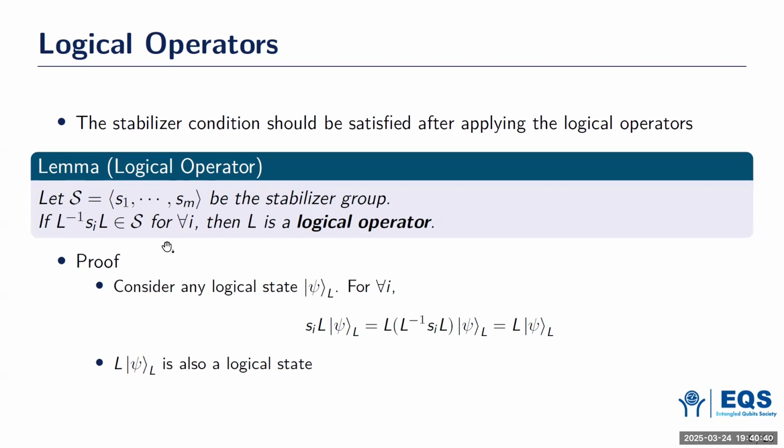Let's check that any L psi satisfies the stabilizer condition. First we multiply Si to L psi, and then we multiply L inverse at the left of the formula. Since L inverse Si L is also a stabilizer, it vanishes, so it becomes L psi. And this means L psi is also a logical state because it is stabilized by an arbitrary stabilizer Si. The converse is not true.